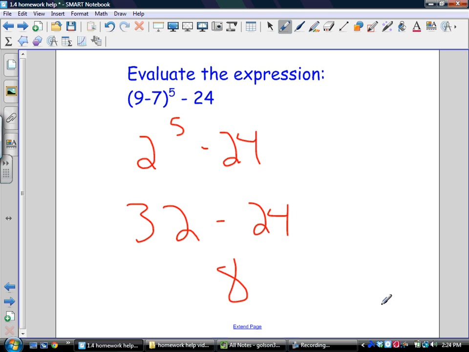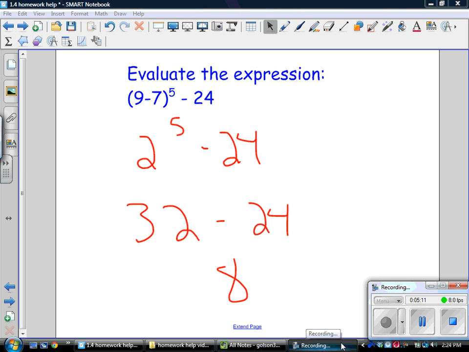And that's all you need to know about exponents, powers, bases. That's it.